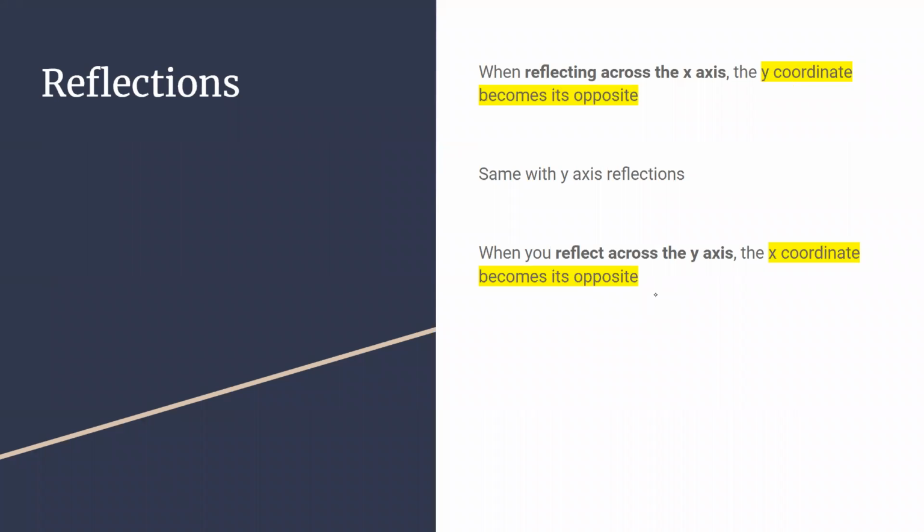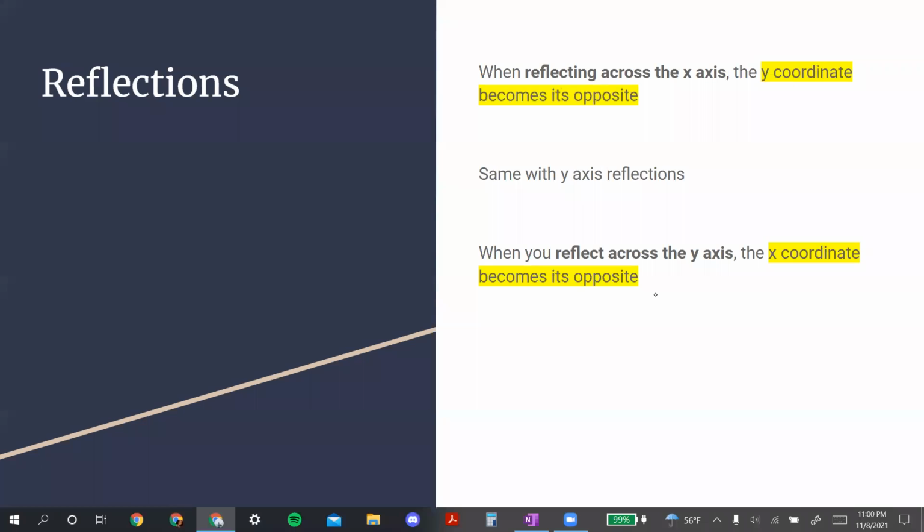Now we're going to be talking about reflections. So when you're reflecting across the x-axis, the y-coordinate is what becomes an opposite. When you reflect across the y-axis, the x-coordinate becomes its opposite. So let me demonstrate.